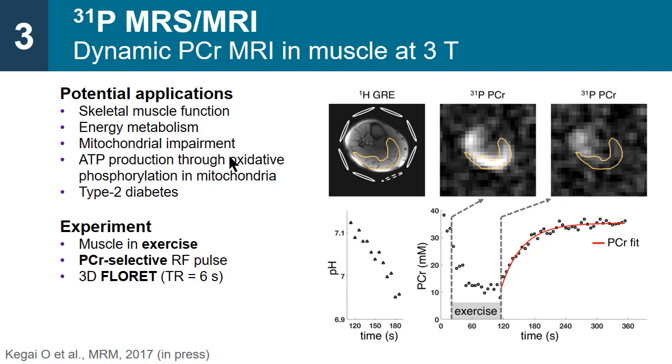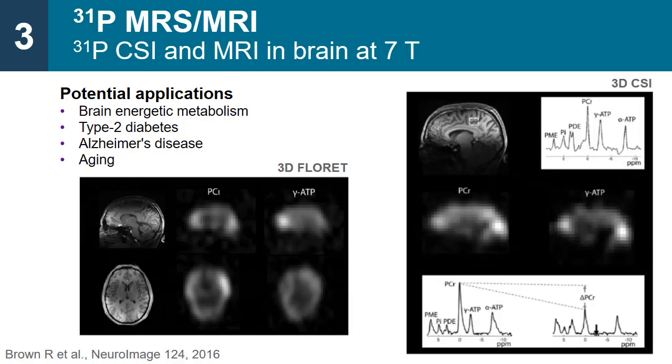You can do dynamic PCr imaging, for example, in muscle at 3T, when you acquire the PCr peak selectively with imaging, doing exercise and after, and you can see the recovery and you can get some information. The same in mitochondrial impairment or ATP production through oxidative phosphorylation in mitochondria. And we did some 7T brain, either with a FLORET ultra-short TE sequence and a selective pulse, you can get some images of PCr or gamma ATP, or do a chemical shift imaging and select the peak you want to make an image of.